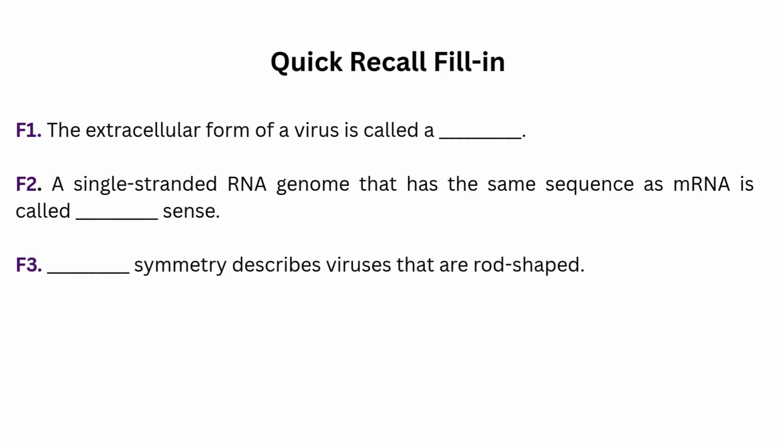Quick recall fill in. Number one, the extracellular form of a virus is called a blank. Number two, a single stranded RNA genome that has the same sequence as messenger RNA is called blank sense. Number three, blank symmetry describes viruses that are rod shaped.